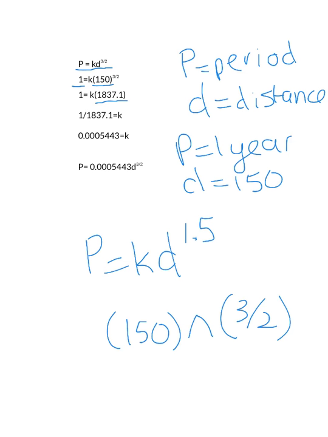You type it into your calculator and you get 150 to the power of 3/2 is 1837.1. To isolate k, we divide both sides by 1837.1, and we get k has a value of 0.0005443. So then our general equation here becomes period equals 0.0005443 d to the power of 3/2, or again, if you like decimals, you can write it as d to the power of 1.5.